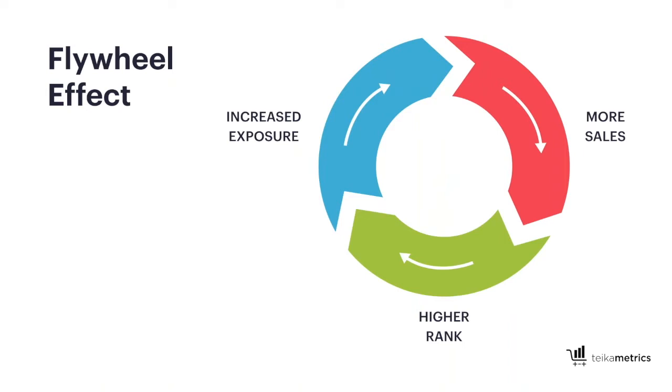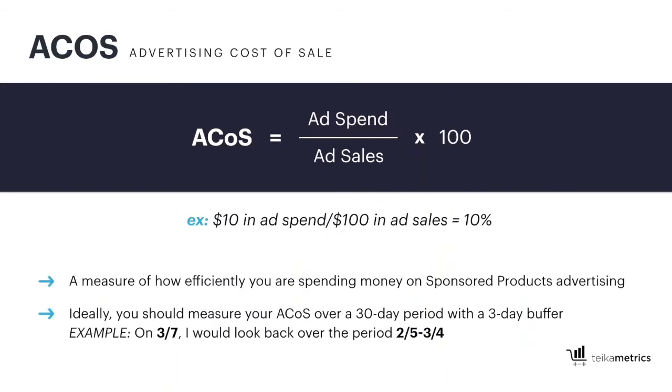So just to set the baseline, we talked about the flywheel effect. Of course, we've talked about ACoS already, but for those of you who might not be as familiar with sponsored products terminology, here's a quick definition and quick calculation. So ACoS is a metric that's very specific to Amazon, and it means advertising cost of sale. It's a percentage that basically tells you how efficiently you're spending money on sponsored products ads.